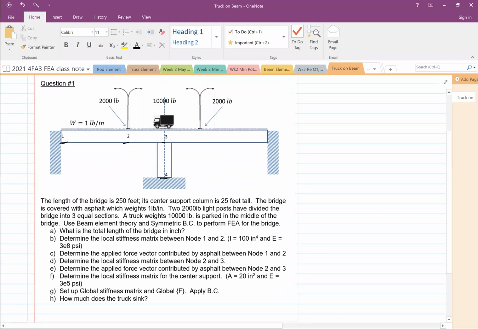Okay, anyways, first step, I see there's a bridge, and on top of the bridge, there's some uniform load. I assume it's decking, asphalt, whatever. And then on top of the bridge, there are some point loads, some lampposts, 2,000 pounds each. There's a truck, 10,000 pounds, and in the middle of the bridge, there's a column. And look at that, there's a little blue line right here at the middle of the model. What does it mean?